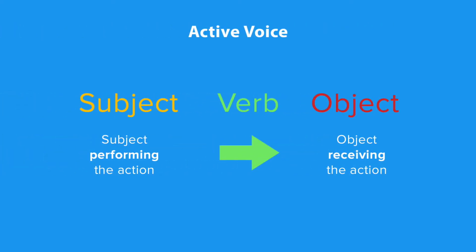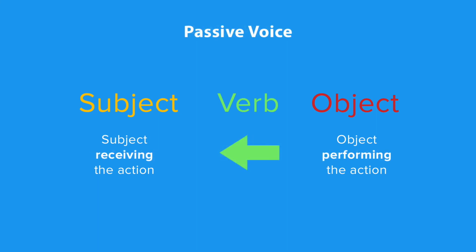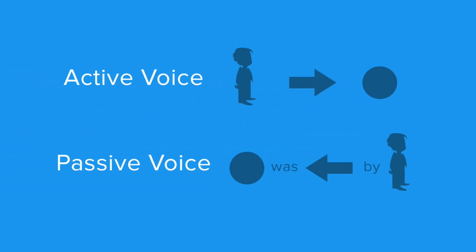So to recap, in the active voice the subject is performing the verb, whereas in the passive voice the subject is receiving the verb. Another thing to look out for in the passive voice is the use of a verb chain and the preposition by.